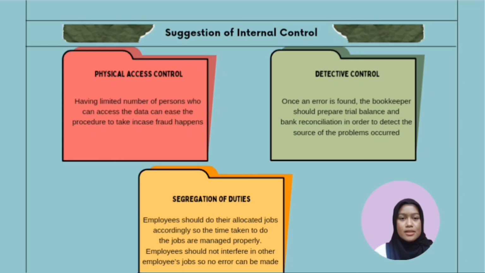The last one is segregation of duties. As informed, Wawa Freshmart has 2 employees, one the bookkeeper and the other the cashier. Although they have problems with time management, the employees should do their allocated jobs accordingly, so the time taken to do the jobs is managed properly. They should also not interfere in each other's job, so no error can be made.